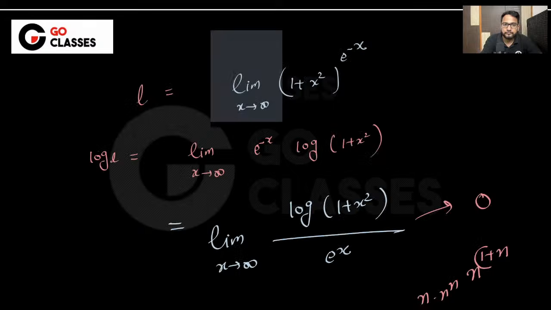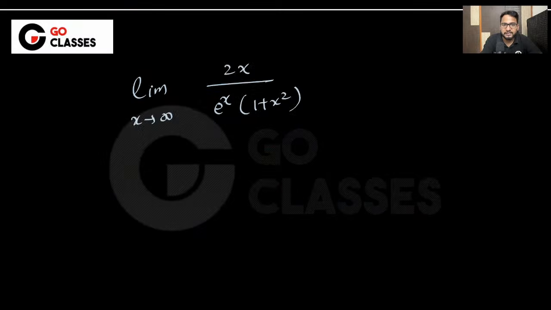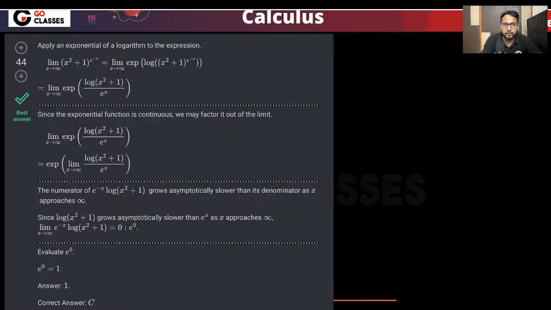Cool. So 1 is the correct answer here. Let's just see how people on GATEOverflow have solved it. People on GATEOverflow have taken this, then they have applied the, oh nice. Someone has applied the same logic that e power x grows asymptotically faster than the denominator as x approaches infinity. Nice. So here also someone has applied the same logic, which is quite good.